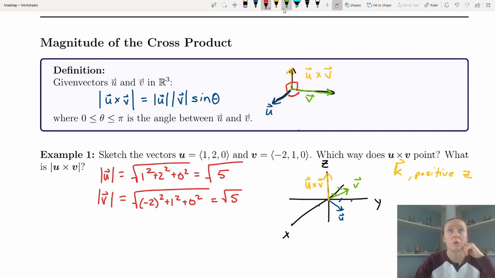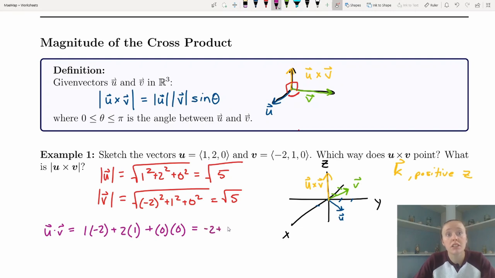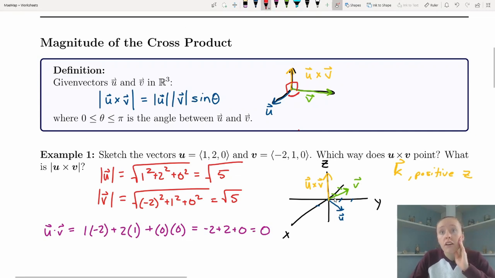Remember, the dot product U dot V, that scalar, is going to be equal to the magnitude of U times the magnitude of V times the cosine of theta, which we already calculated the magnitudes of U and V, so we just need to find that dot product in order to calculate the cosine of theta. But even just looking at this problem, the dot product between those two is going to be 1 times negative 2 plus 2 times 1 plus 0 times 0, which is negative 2 plus 2 plus 0, which gives me 0. And remember, whenever the dot product equals 0, right away we know those vectors are orthogonal. So U and V form a 90 degree angle amongst themselves. So we know that theta, right away, is pi over 2.